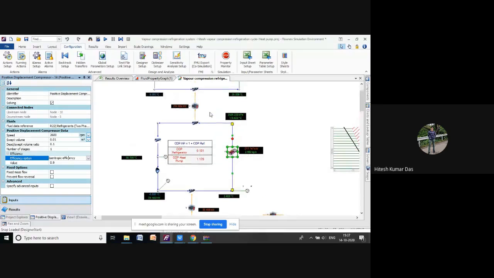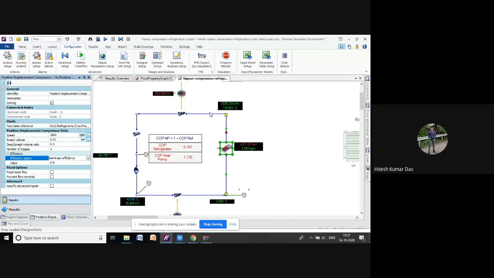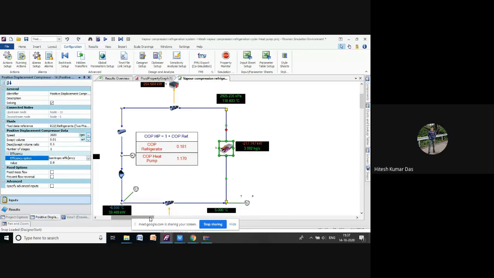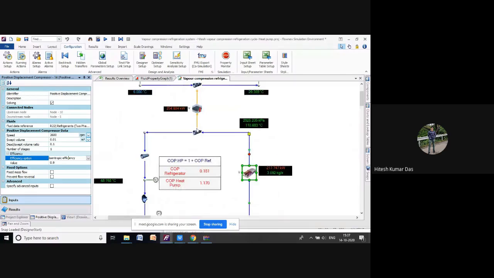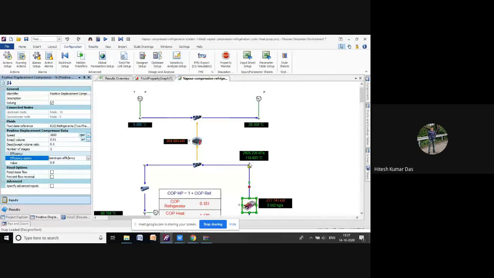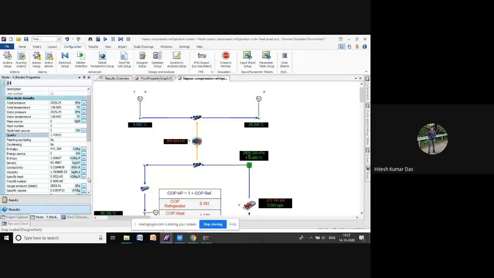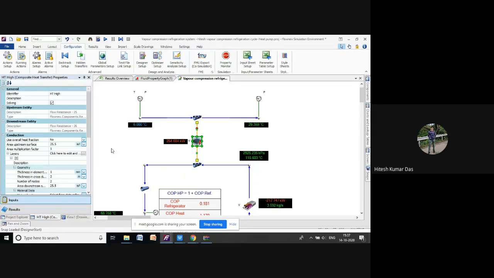Next, our process is the condenser. For the condenser, heat will be rejected at constant pressure, meaning the pressure at input and output is the same. I will show after simulation. For this condenser, we have used composite heat transfer. For composite heat transfer, you can see conduction as well as convection we have assigned here.